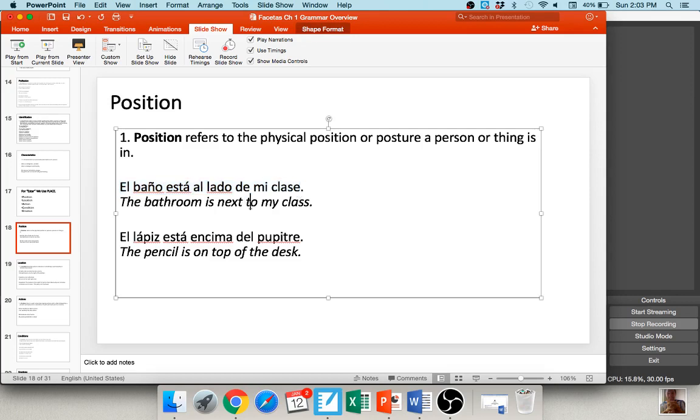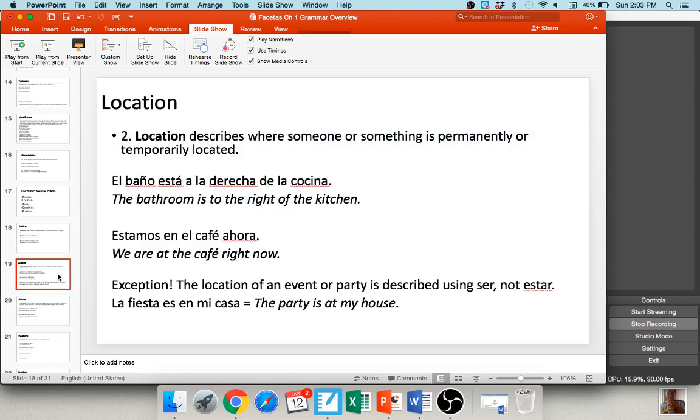The bathroom is next to my classroom. Or el lápiz está encima del pupitre. The pencil is on top of the desk. We're talking about something's position or location, therefore we're going to use estar.